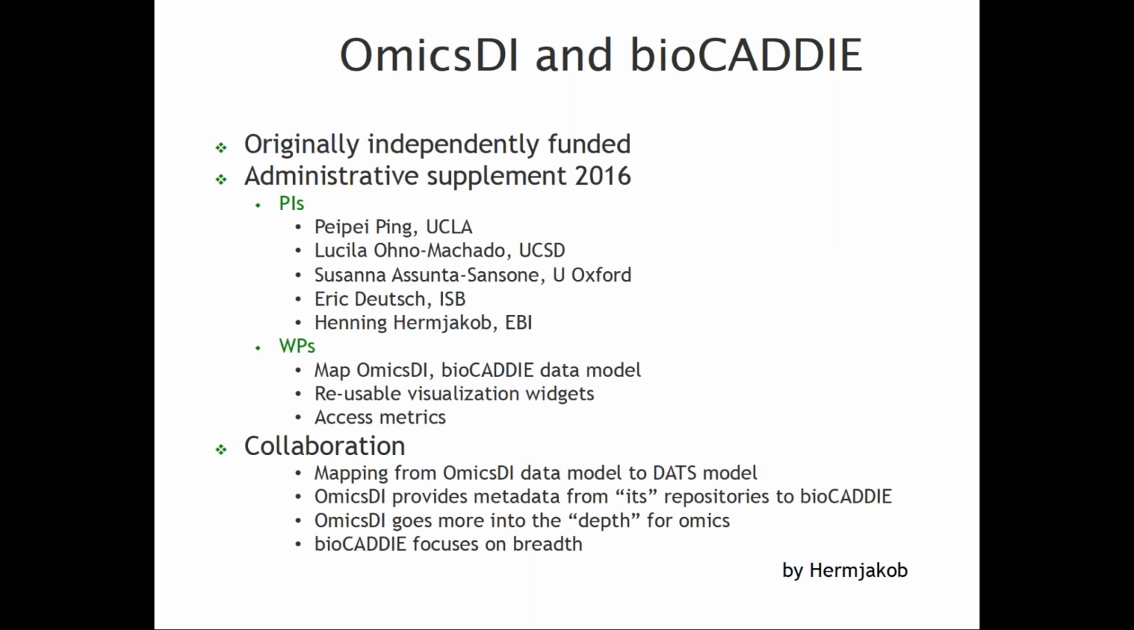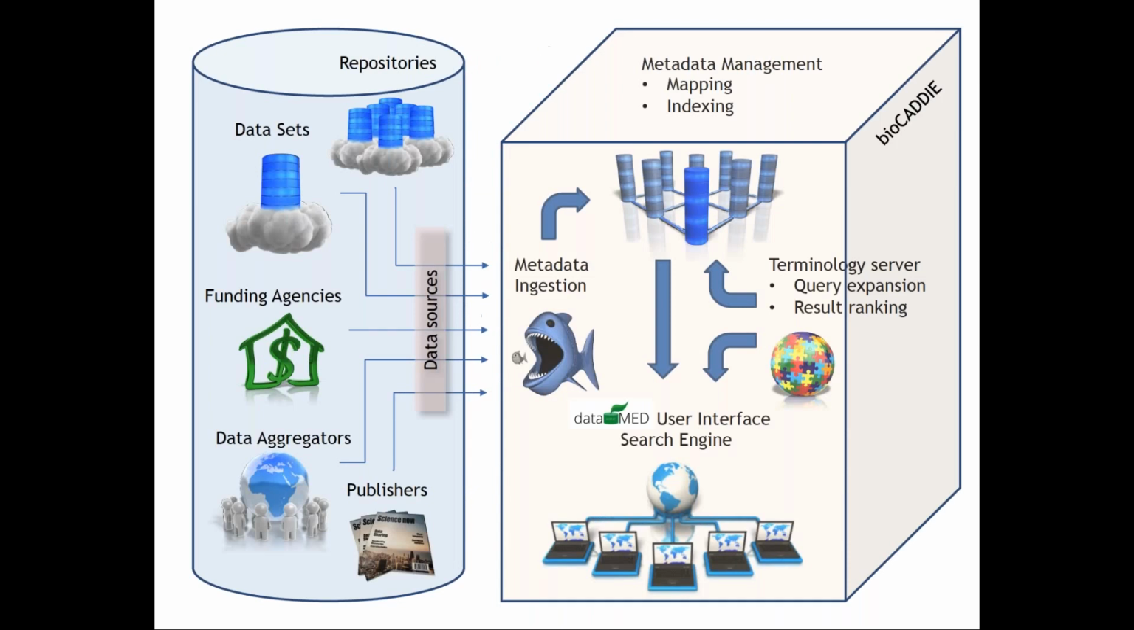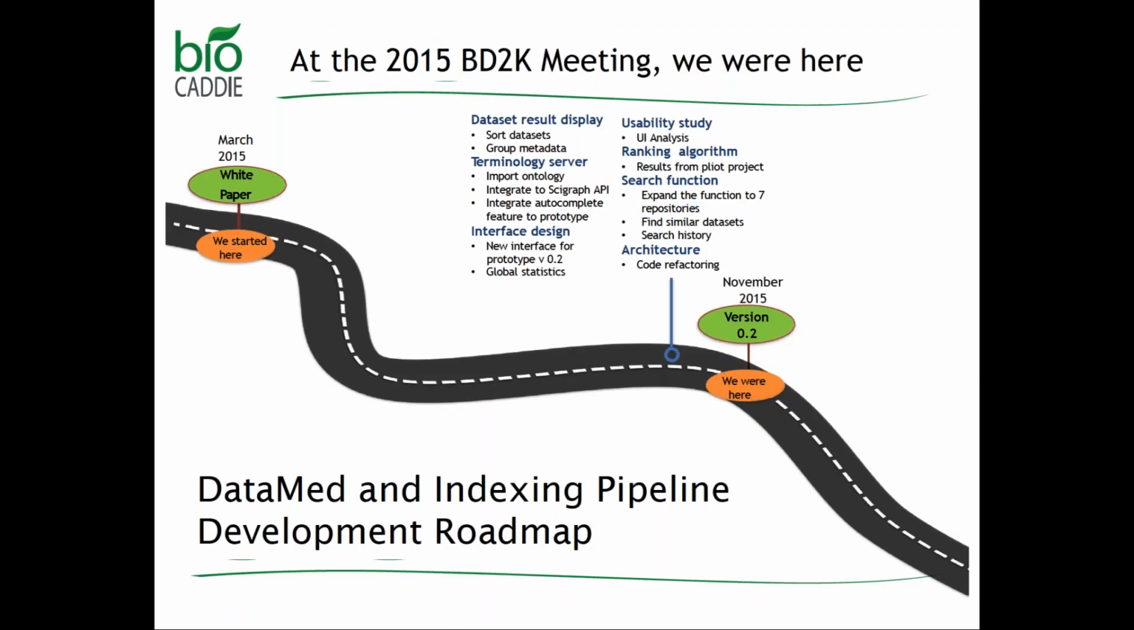So the omics DI is one of several examples, but it's the one that was supplement funded to the project, and I'm happy to display here. There are others as well. So the goal is to get these repositories, the data sets, and the data aggregators, and ingest that metadata so we can do this Uber index, and through a search engine provide users with pointers, with results that are ranked in order of relevance to them. In order to do that, we have a terminology server that extends queries and also a ranking engine.